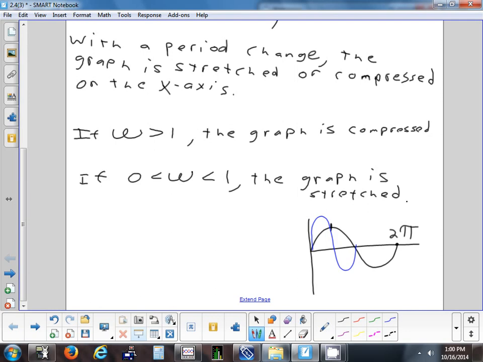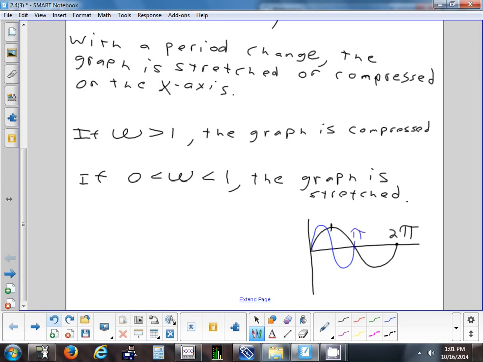Now it's doing all the different values that it's going to do, but it's doing it in half the time. So the period of that one in blue goes from 0 to pi. After pi, it repeats. Does it change in amplitude? Nope. I drew that amplitude a little bit off, but the amplitude would generally stay the same. It would just compress it.